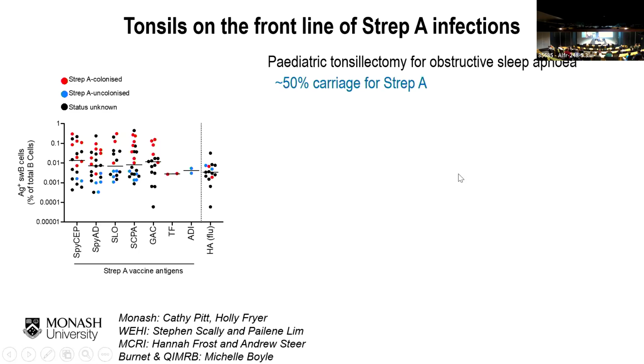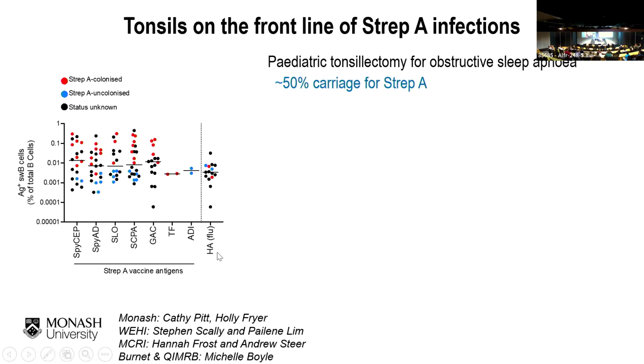So obviously I've shown you blood and spleen, but we get strep A infections in our mucosal surfaces like our tonsil. So we've also been trying to understand what's happening at that site of infection using tonsil samples that get taken out for obstructive sleep apnea. So very grateful to collaborators at both MCRI and Michelle Boyle's lab at the Burnet that have helped get us access to some of these tonsil samples.